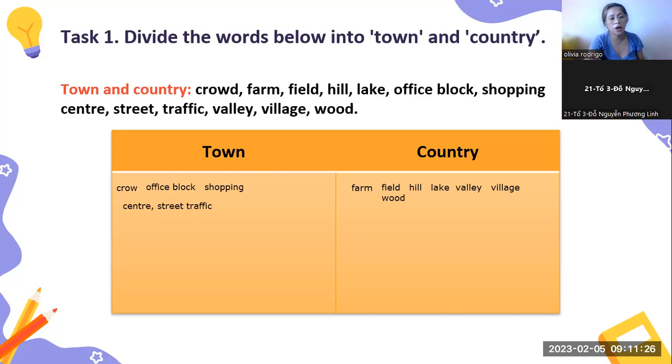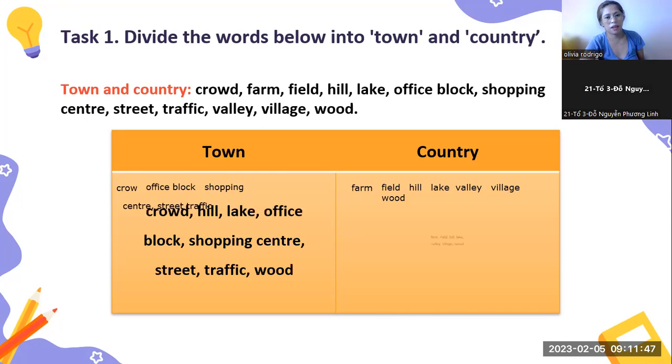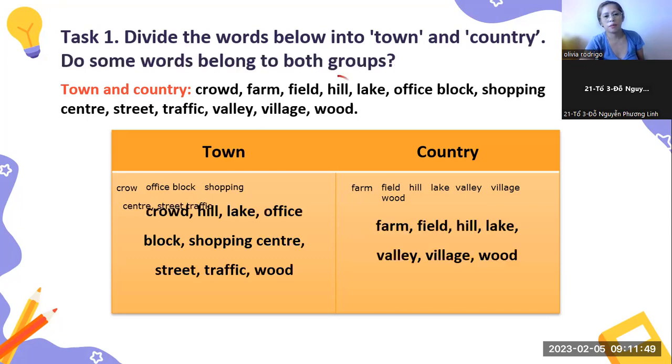Okay, so town, you have crowd, office block, shopping center, street, traffic. Yes. Country: farm, field, hill, lake, valley, village, wood. Yeah, exactly. So these are the places that we can find in the town, and these are the places that we can find in the countryside.